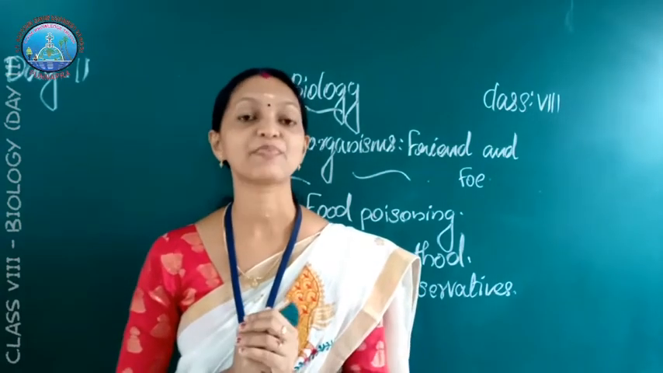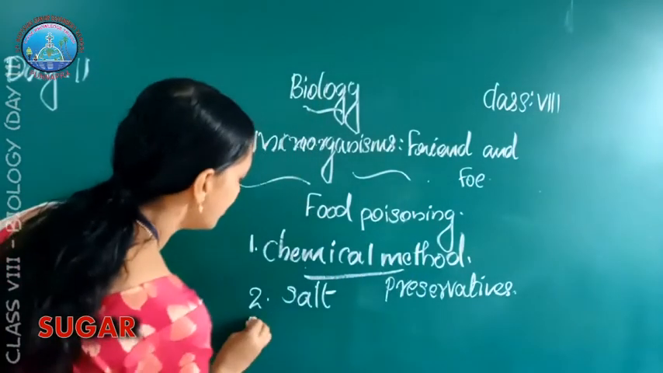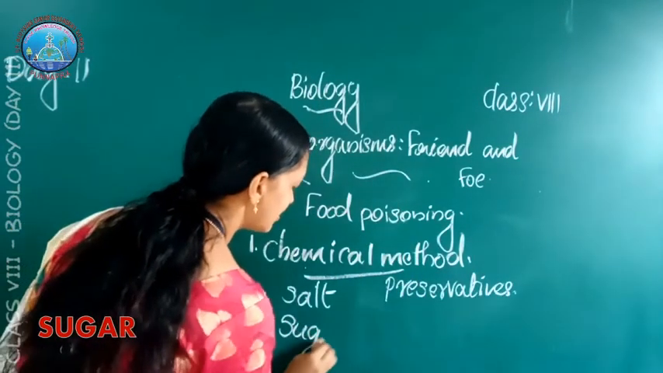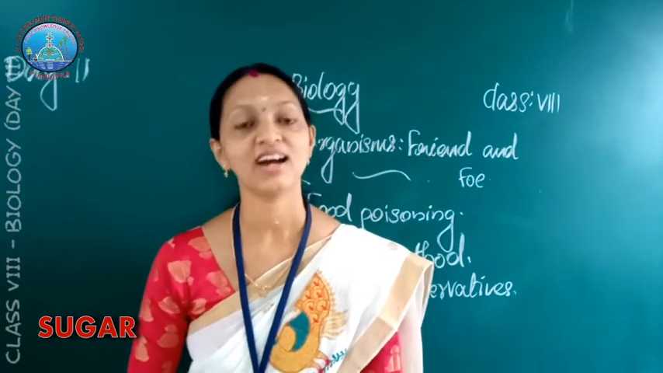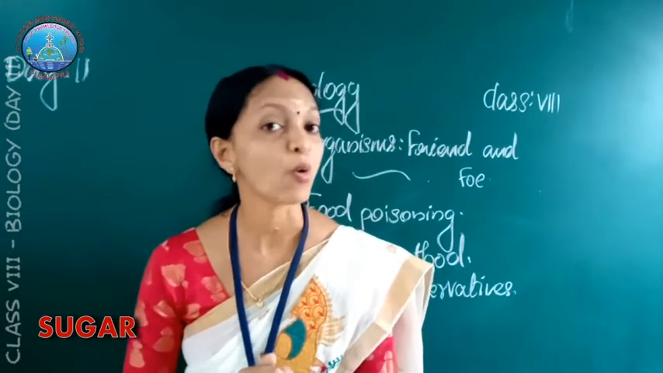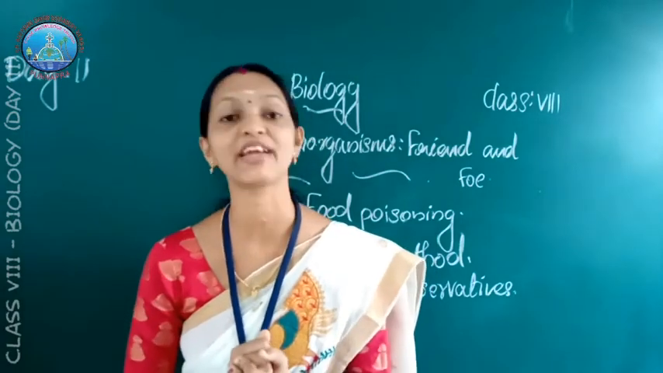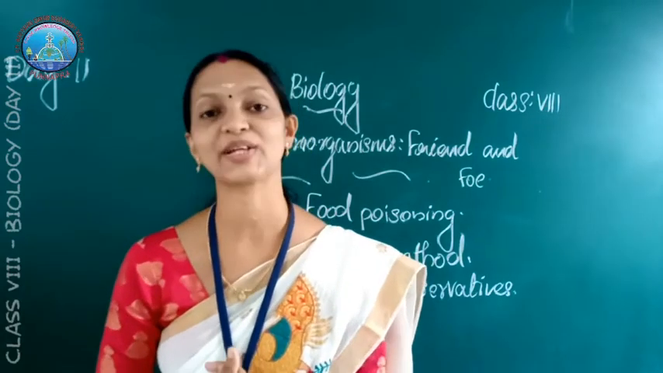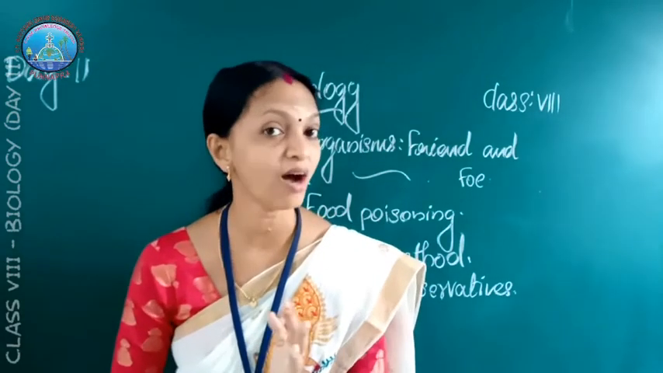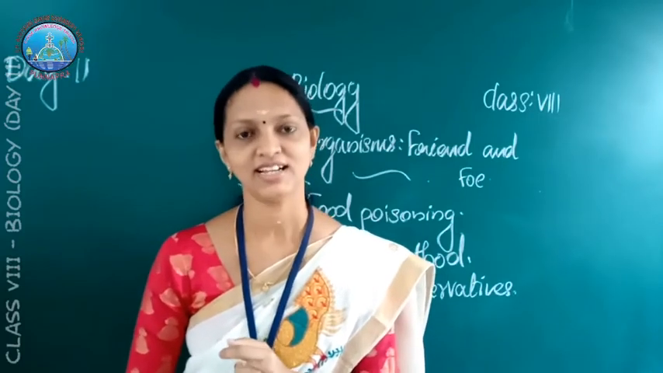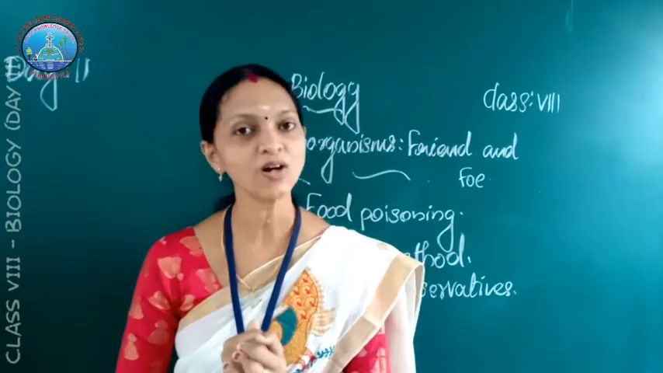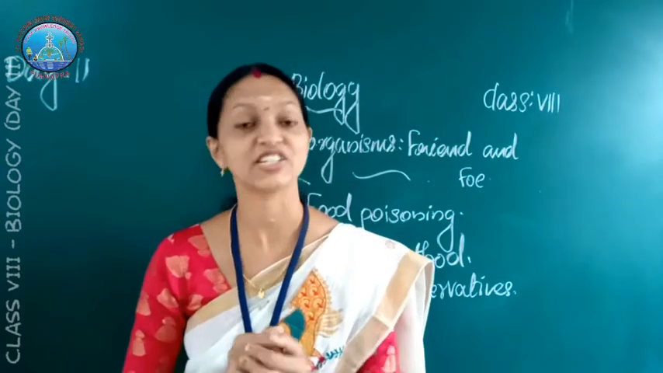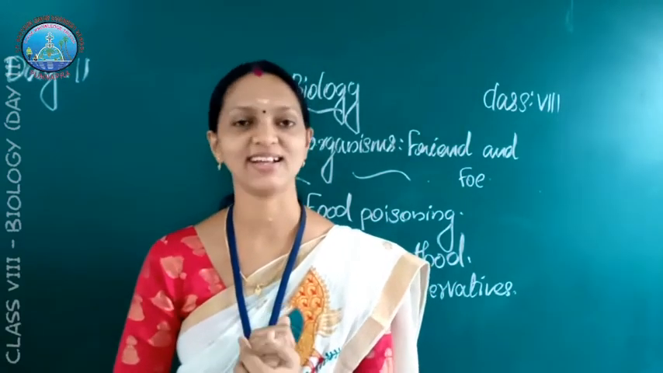The next one is preservation by sugar. Jams, jellies and squashes use sugar. The sugar reduces the moisture content, which inhibits the growth of microorganisms and prevents their attack. Sugar is a preservative. It protects our food from harmful microorganisms because it reduces the moisture content.